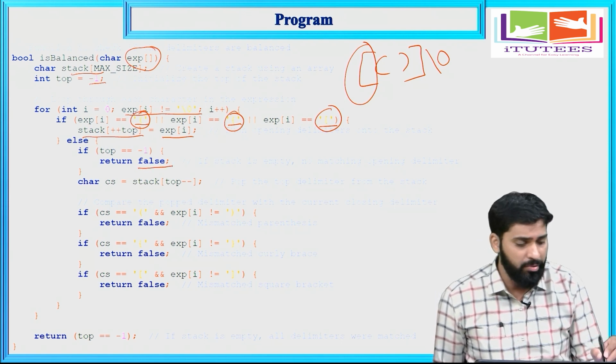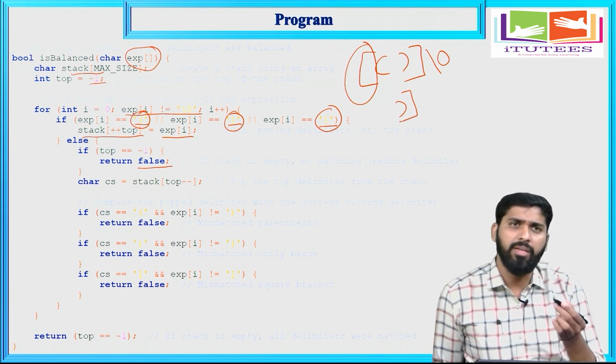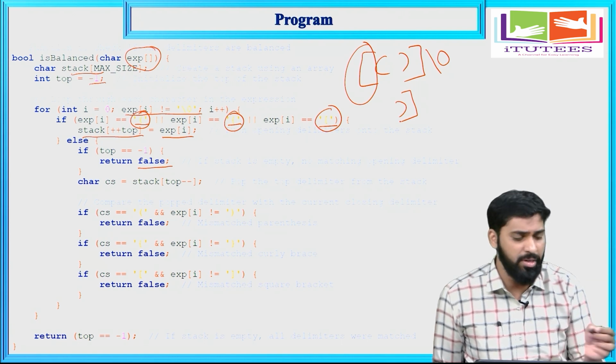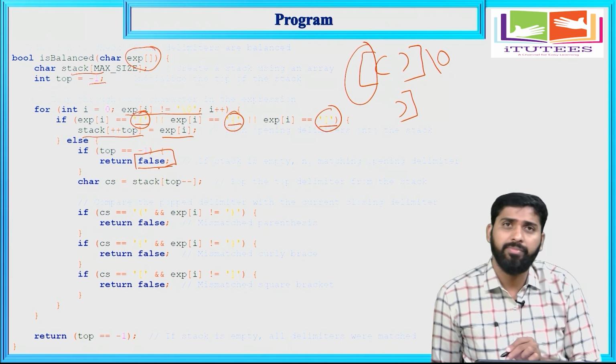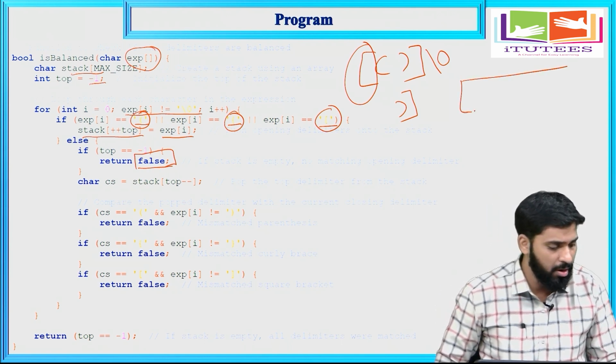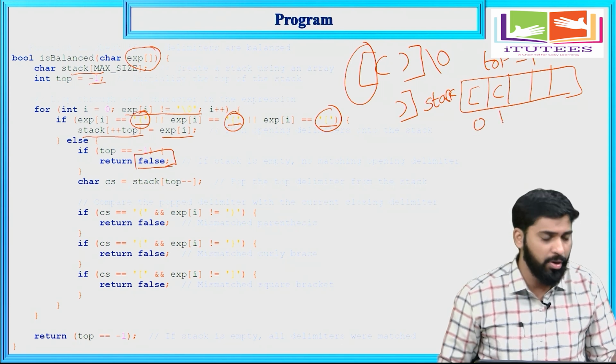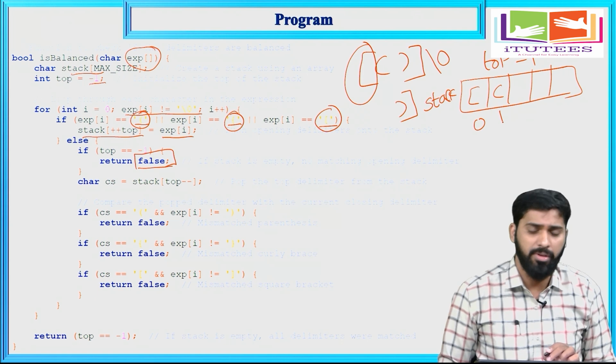So what is it? For example, if they give the expression like this, then we don't insert anything into the stack. So top equals -1, so we return false here. Okay. In this case, this is the stack: square bracket, open bracket. Top equals 1 here, 0, 1. Two elements are inserted. So top equals -1.